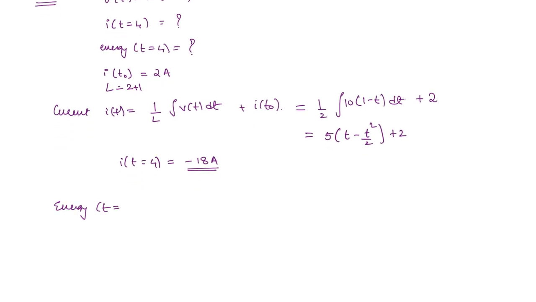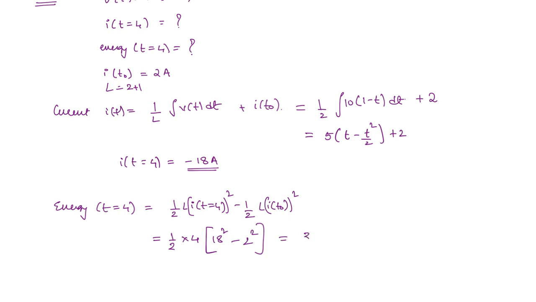Now what about energy? The energy we need at t equal to 4 seconds. So what is this? Half L times I at t equal to 4, whole square, minus half L times the initial value of current, whole square. Half L you can take out common. So 1 by 2 into 4. Now at t equal to 4 we have found the current is 18 amperes, so 18 square, minus the initial current 2 amperes, so 2 square. If you calculate, you are going to get 324 joules.